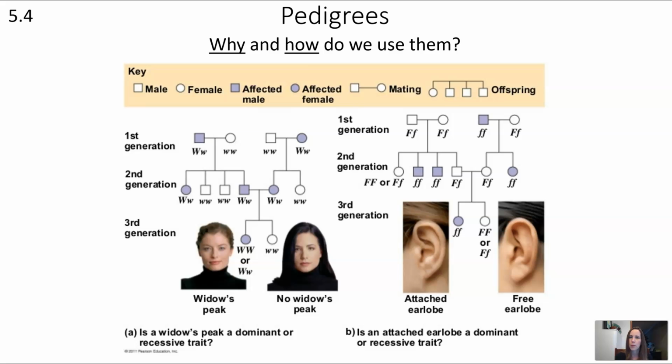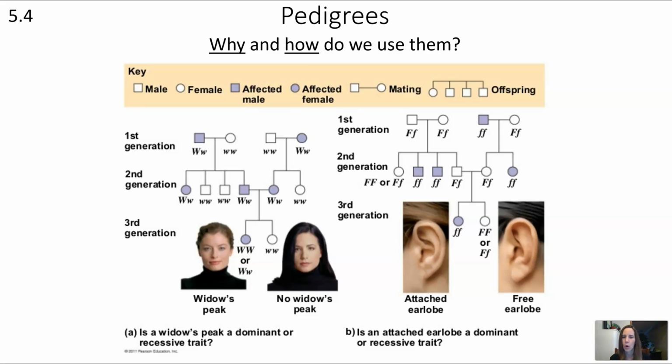What I want you to be able to do eventually is, just from looking at the shading of whether it's affected or not, figure out if a trait is dominant or recessive. For example, if we look at the two individuals in the second generation on the widow's peak, we see that they are both affected, big W little w and big W little w. When they have kids, one of them is not affected. The only way for that to happen is if they must have been heterozygous. And so that means that no widow's peak must be the recessive trait.